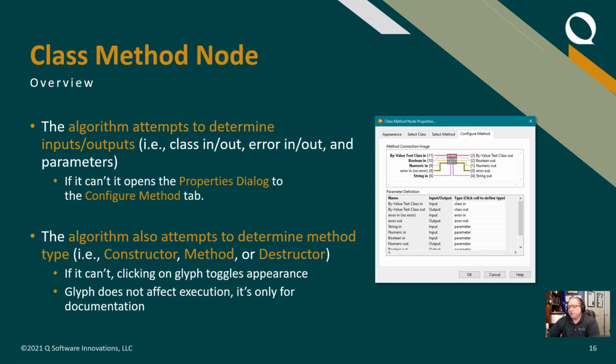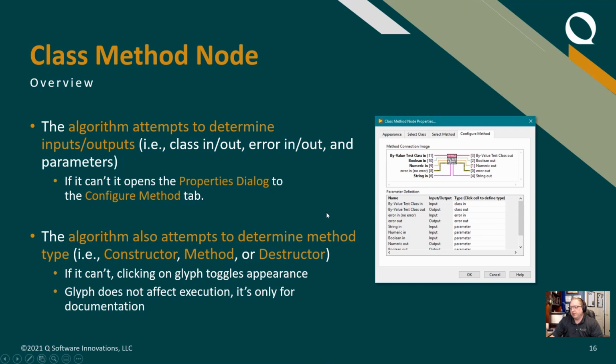Okay, so what my algorithm attempts to do, after you've selected the class and you've selected the method, is determine the inputs and outputs of that method. It tries to find where the class in and class out is, where the error in and error out is, and where all the rest of the parameters are. I have a pretty elaborate algorithm that finds all of these things, but if it can't find all of them, then it will pop up the configure method dialog, and then you can essentially define which inputs and outputs are class in and class out, which is error in and error out, and which ones are parameters.